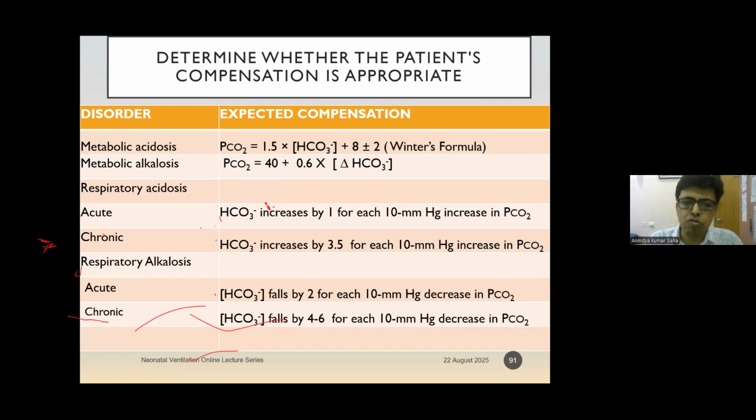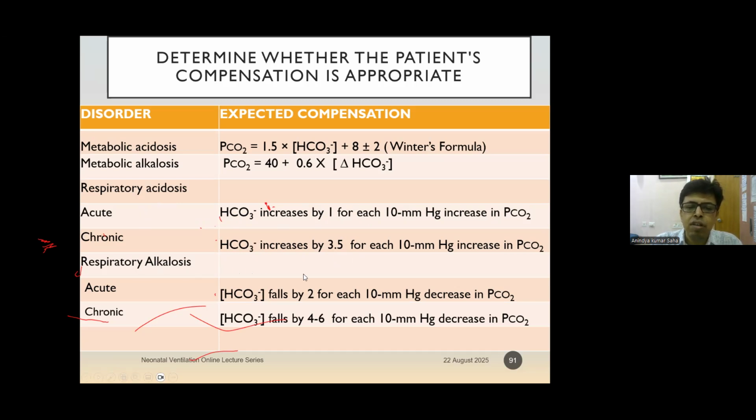If it is not to that value, then it is not compensated. Again, in respiratory acidosis, the primary problem, bicarbonate increases by 1 in acute cases for each 10 mmHg increase in the PCO2. So if the PCO2 is increasing, bicarbonate is also increasing for compensation. And in chronic acidosis, the bicarbonate increase will be higher.